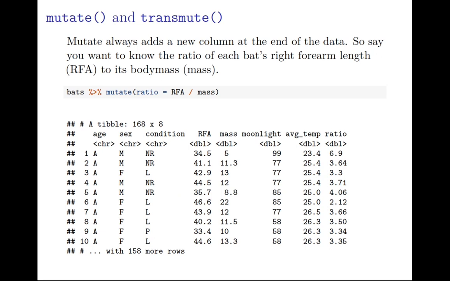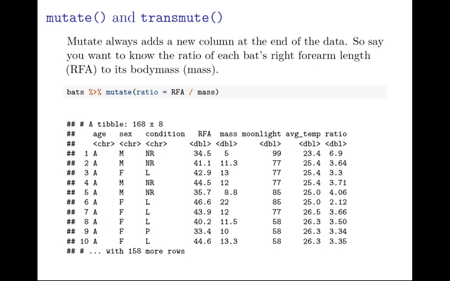And mutate is a function that's also super useful and helps you create new variables in your data set from existing ones. You'll probably use mutate quite frequently, and instead of doing it in Excel or something, it's really useful and easy to do in R. So mutate always adds a new column at the end of your data set.